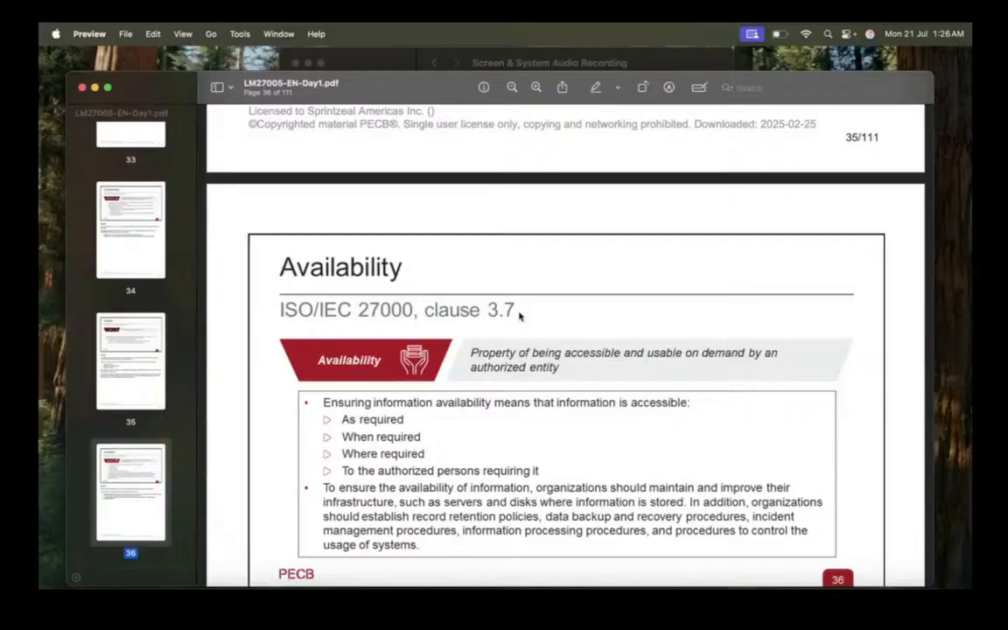Ensuring information availability means that information is accessible when required, wherever required, and to the authorized persons. So that is what we mean by availability. To ensure that the information is accessible when required, where required, as required, and to the persons it is required. Of course, without saying that it should be the authorized persons.